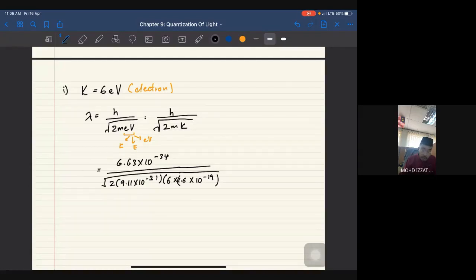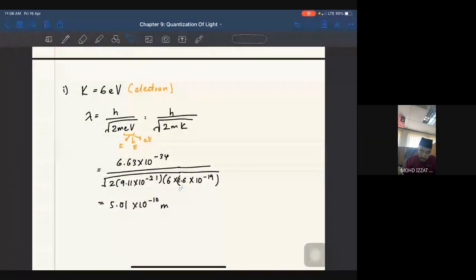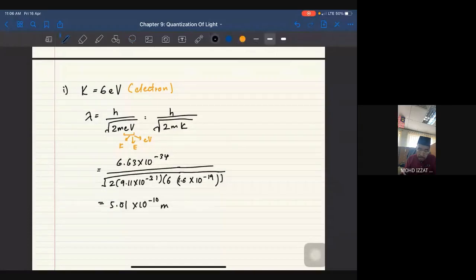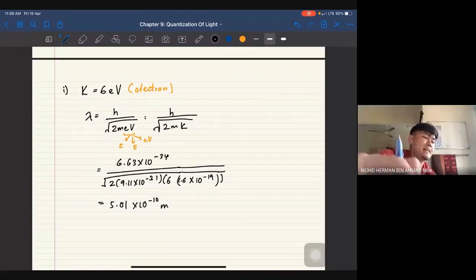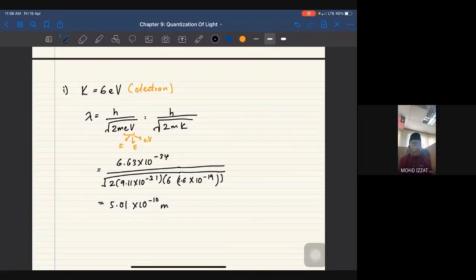Here it's 5.01 times 10 negative 10. And this one is in meter. Okay. You managed to get the same answer with me. Sama ya. Okay, I think the rest of the question you can try it yourself.